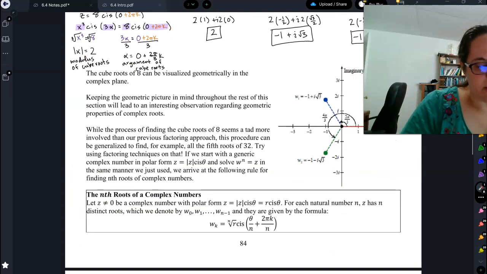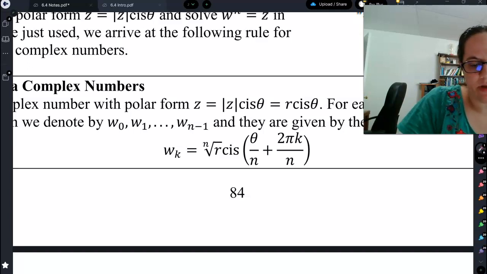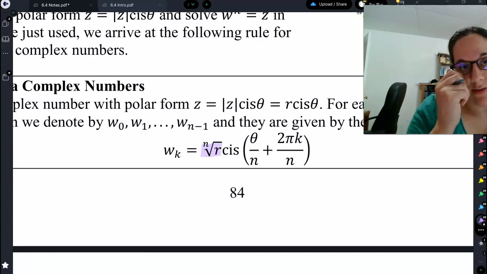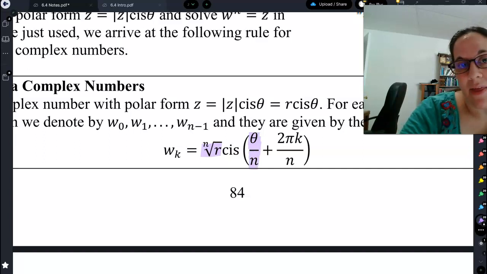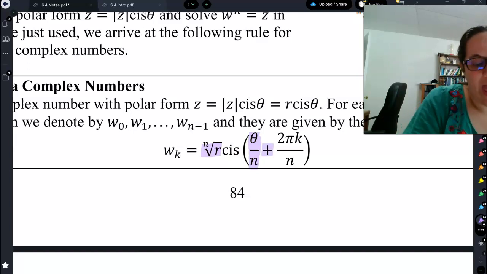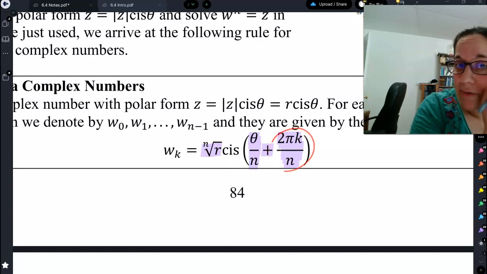In summary, let's come down here and summarize how to take the roots of complex numbers. Here's our rule. We take the root of whatever the radius is, or the modulus, and then we divide the theta by that root number. So if it's cube root, divide theta by 3. If it's the fifth roots, divide theta by 5. And then we add 2 pi k over that same root number, just like we added 2 pi thirds in that last problem. And you keep adding this number for however many roots you've got.